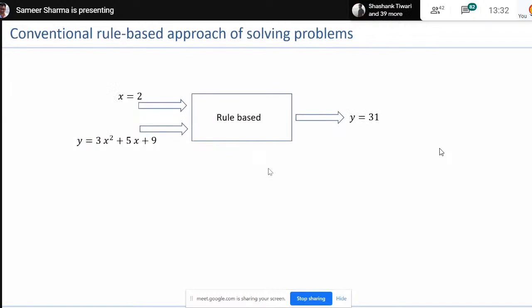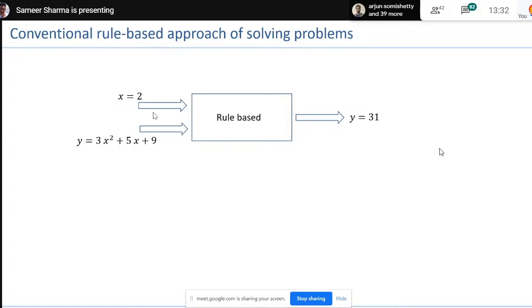Before we go into the applications, one thing I would like to cement in your heads is the key difference between the conventional, rule-based approaches, and machine learning. All of you can see my screen. Suppose there is a rule-based engine with two inputs: variable x, which has been assigned 2, and y, which is a quadratic function of x. You run through it, and the output is y equals 31.